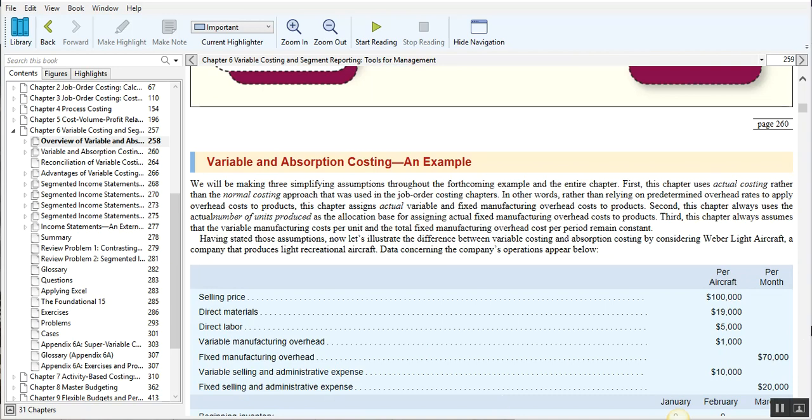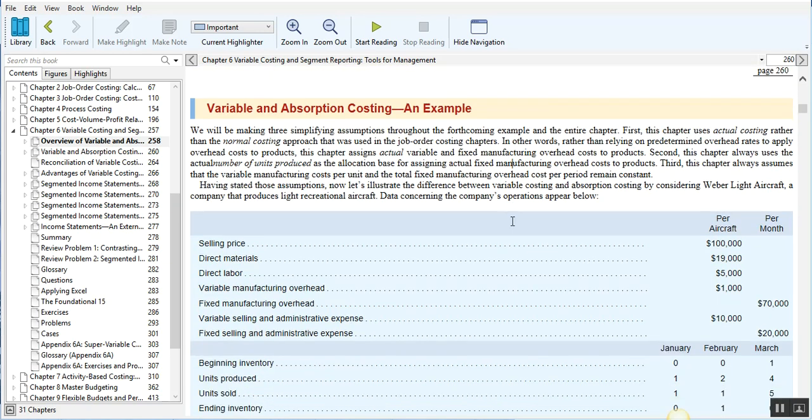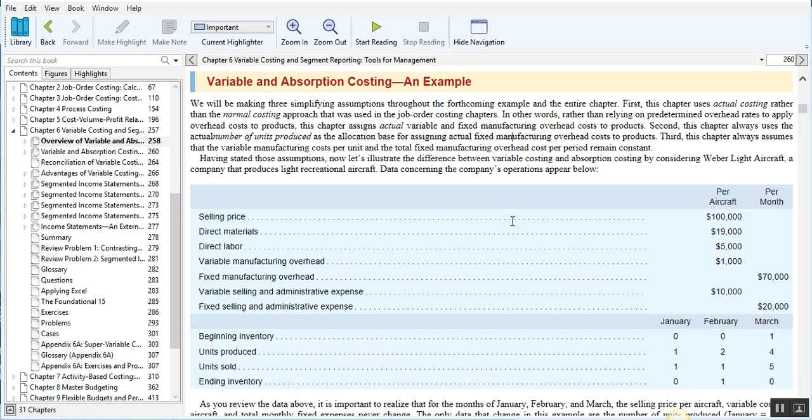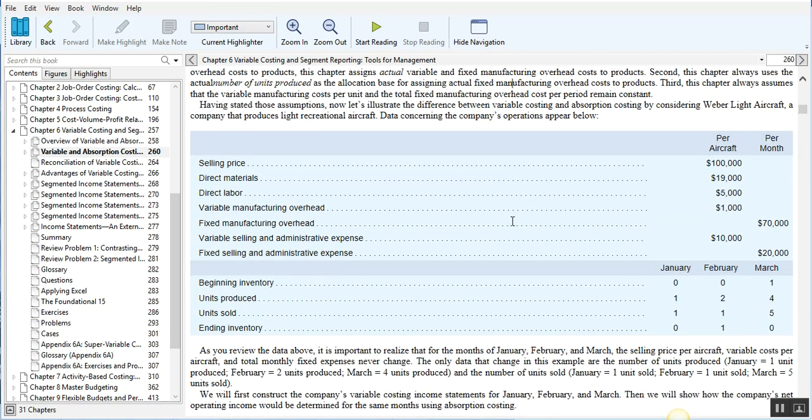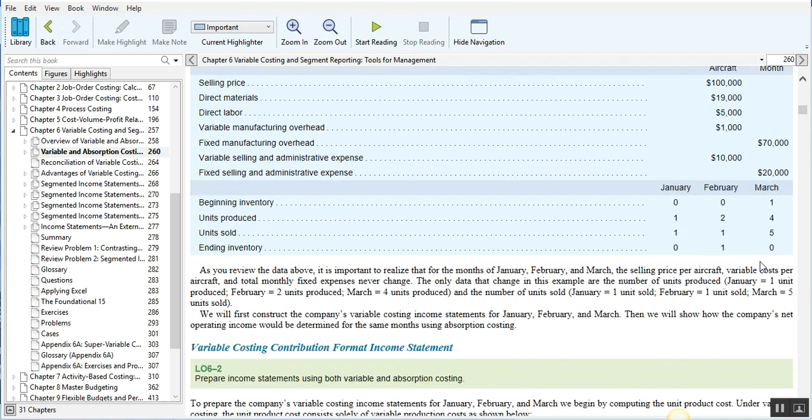So here in the book on page 260, they have an example of variable and absorption costing and how that will work. They use this company, Weber Light Aircraft, that manufactures small aircraft. The selling price of an aircraft is $100,000. They show the direct material and labor, fixed overhead, and then the variable selling and admin expense, and fixed selling and admin here.